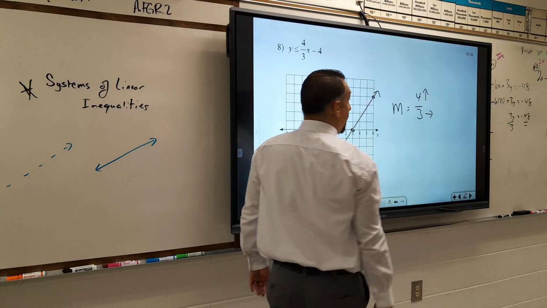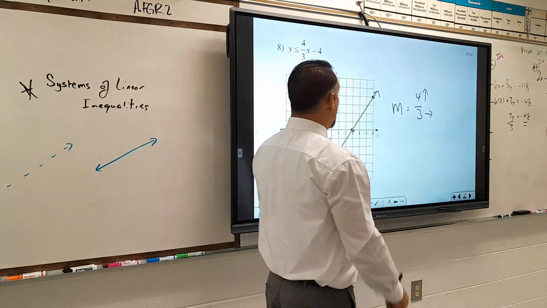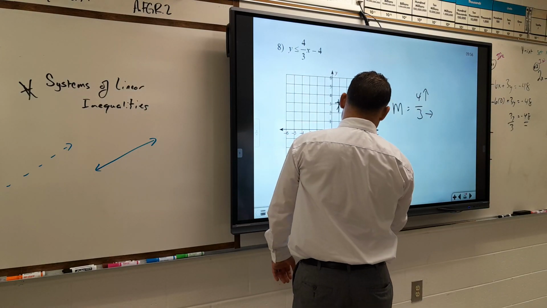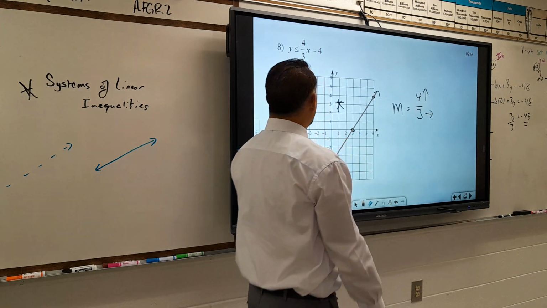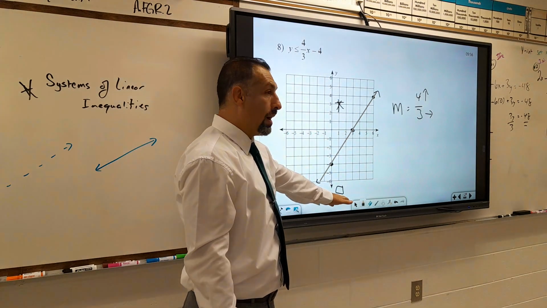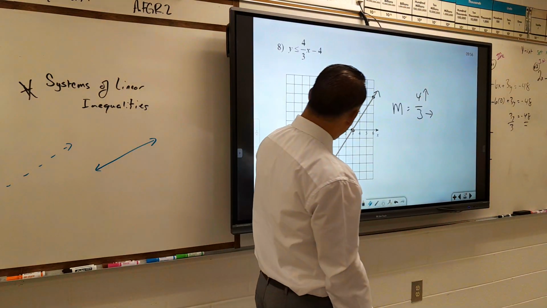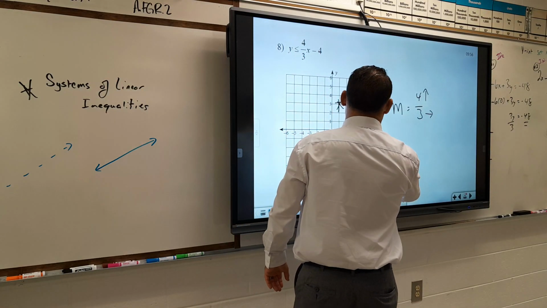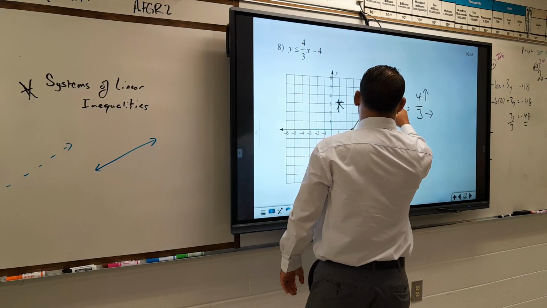Okay, now we've got to pick. And this is where the shapes come in handy. Pick a shape above and below. And this one is less than. So we're going to shade where the square is. And I lined them up vertically so it's easier to tell. So I shade on the entire side where the square is.